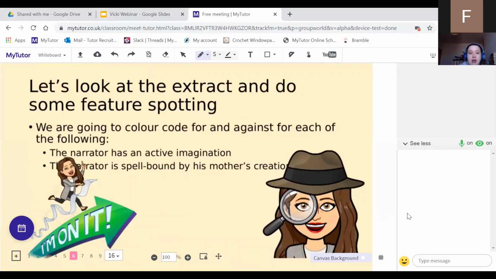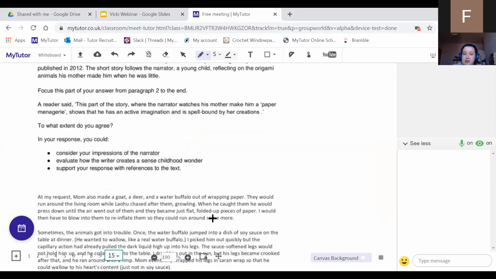I'm going to colour code for and against for each of the following: the narrator has an active imagination, and the narrator is spellbound by his mother's creations. What I'll do as usual is read through the extract once, we'll have a little chat about what our impressions are of the text, and then we will start thinking about for or against, using those pieces of information.